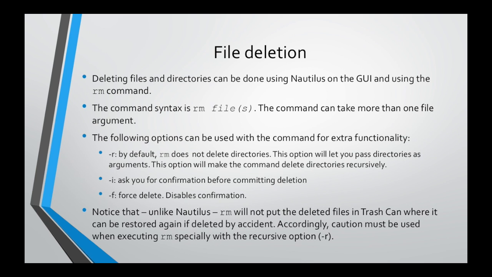In the previous lectures we have seen how we can create new files, copy them, move them, and create links that point to different files on the system. Now let's have a look at how we can delete files. Deleting files and directories can be done using the Nautilus on the GUI and using the rm command on the command line. As usual, if you want to delete files on the Nautilus, you will just have to right-click on the file or folder and choose delete, and this file or folder will be deleted.